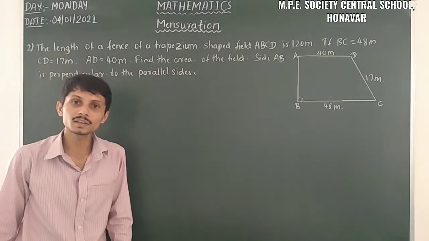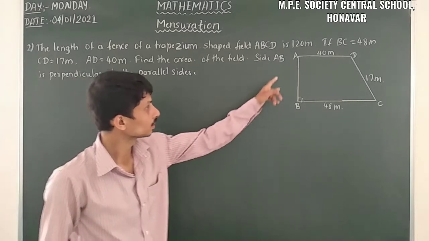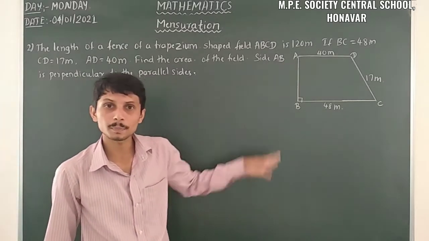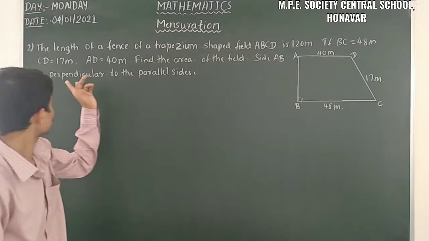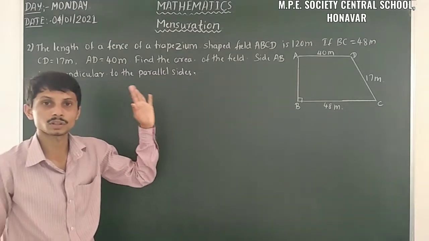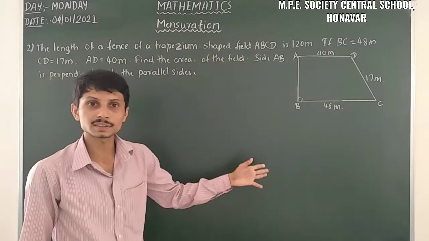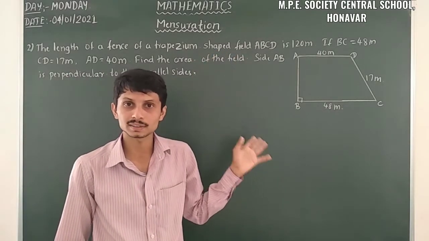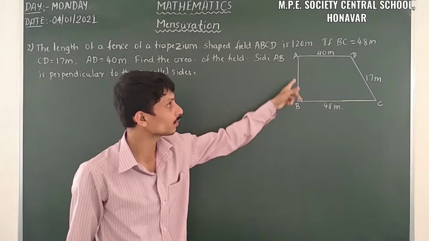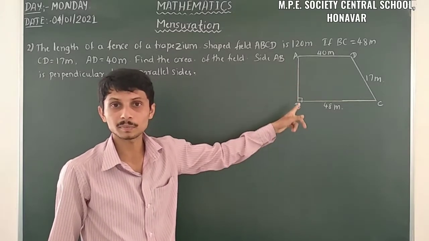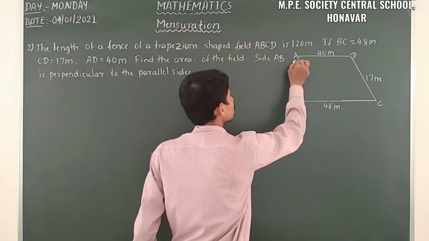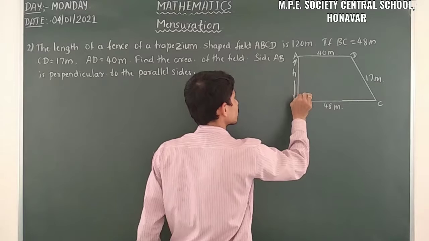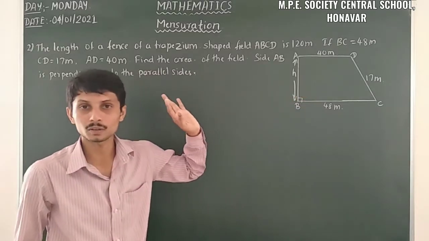To find the area of the field, we want the side AB, because it's the value of H. And side AB is perpendicular to the parallel sides. So that means it's the perpendicular distance between these two parallel sides. That means this measurement will give the H. So this is the H, which we have to find out.